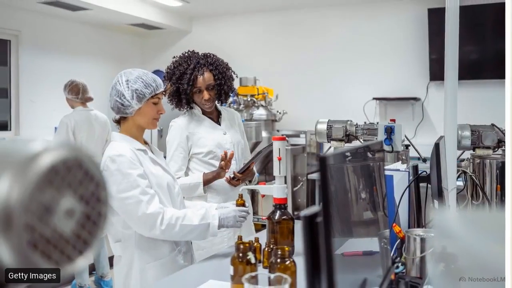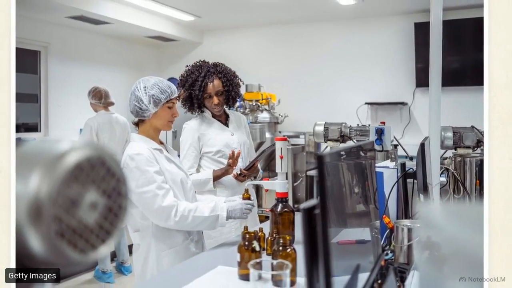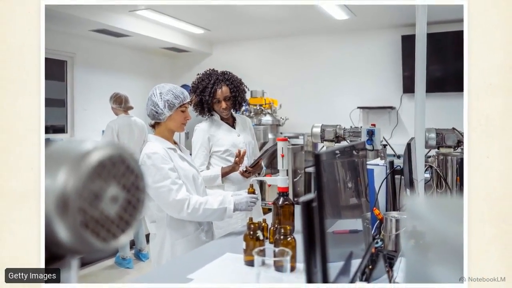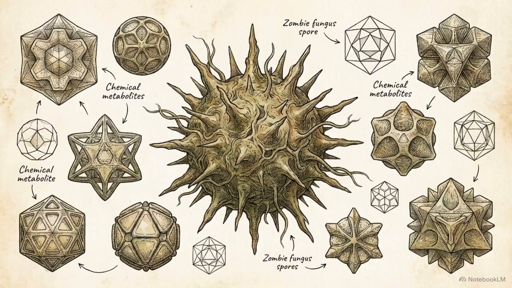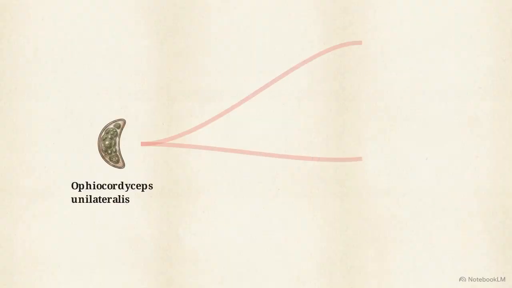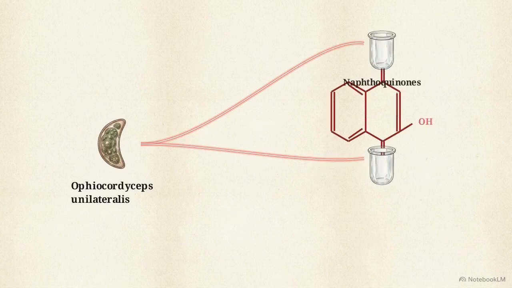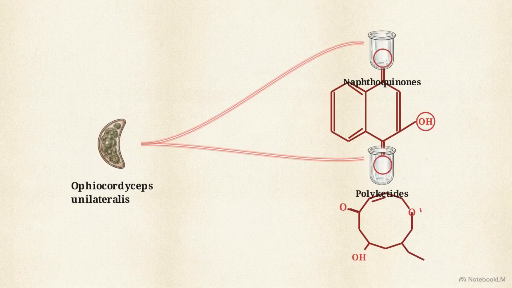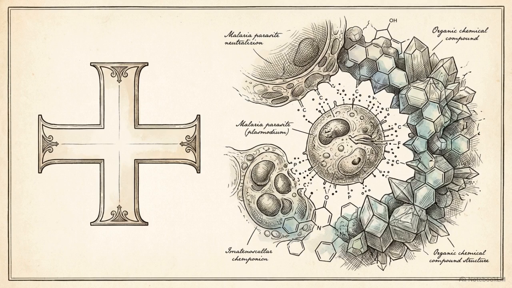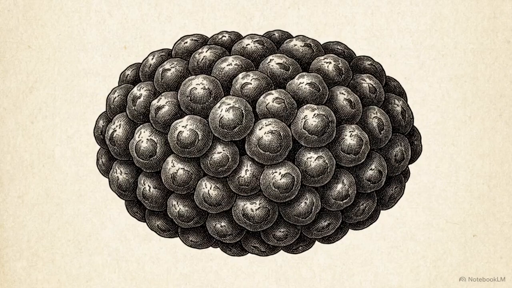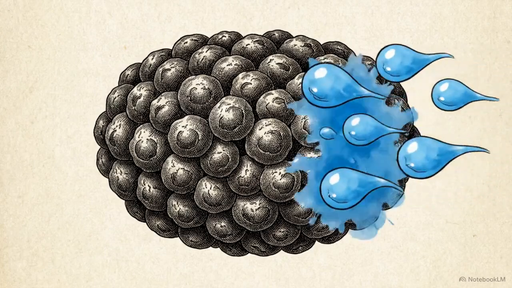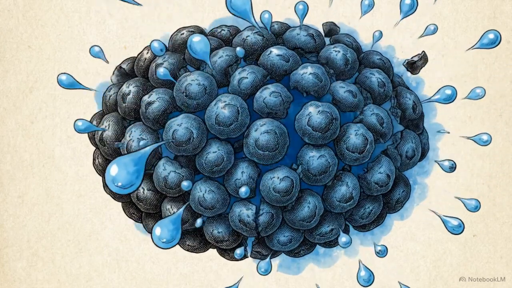The very same chemical weapons the fungus uses to break insect defenses are now being studied in human laboratories. Researchers are specifically looking at the secondary metabolites, the organic compounds the fungus secretes to manipulate its host. By isolating compounds like naphthoquinones and polyketides, scientists are discovering powerful bioactive properties. In clinical trials, these chemical derivatives are showing active results against malaria. They are also being rigorously tested for their antibacterial properties, as well as their ability to inhibit tumor growth.